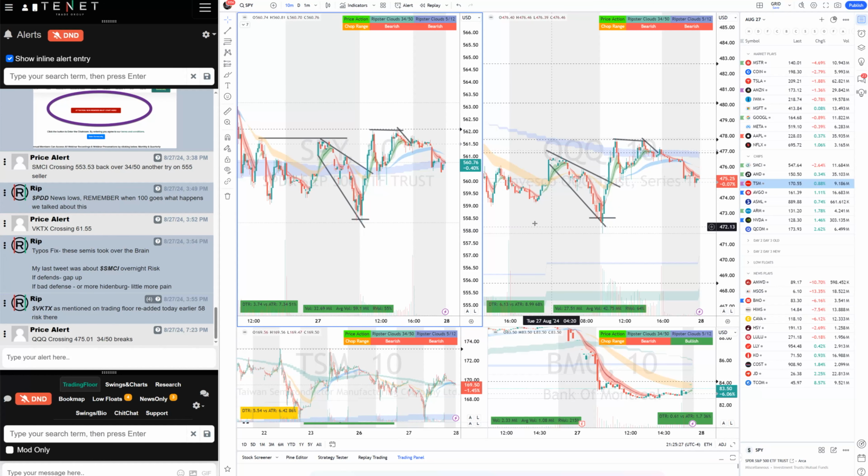As you see, SPY today was gapping down. So when it was gapping down, we look at the pre-market lows.